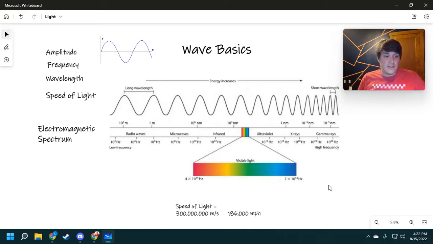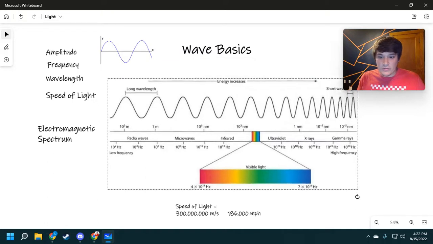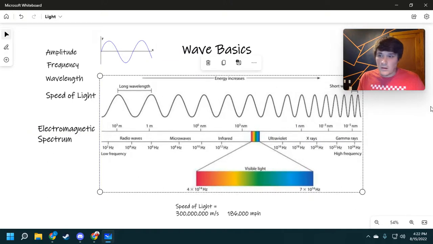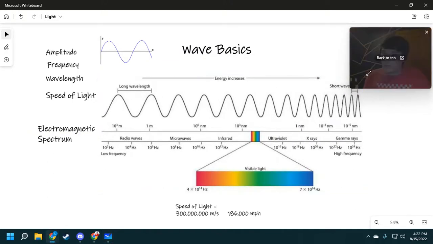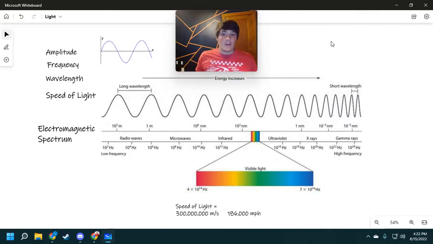Today we're going to be talking about the electromagnetic spectrum, and you may have seen this image or an image like it in the past. It shows you different types of electromagnetic waves.